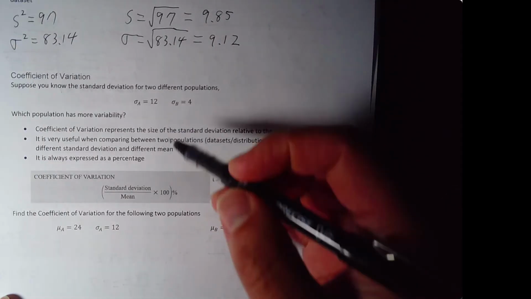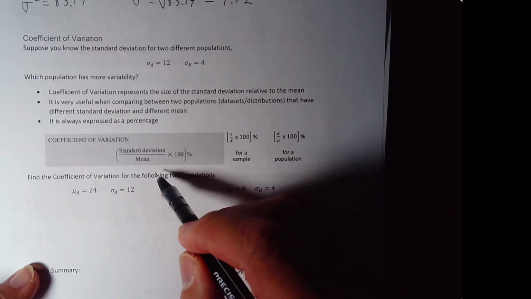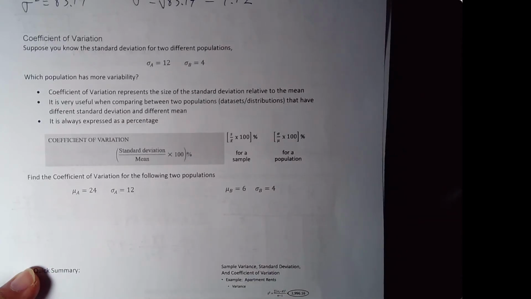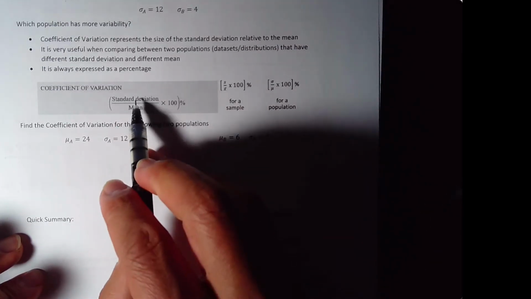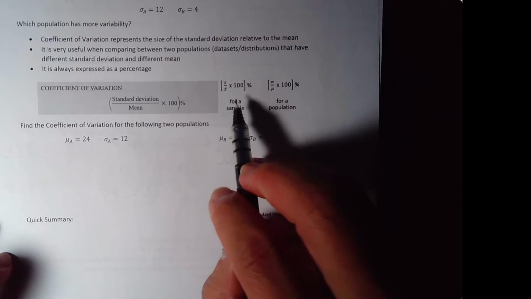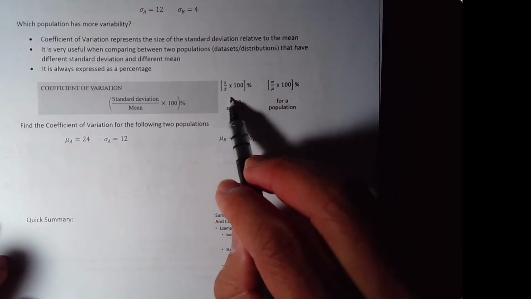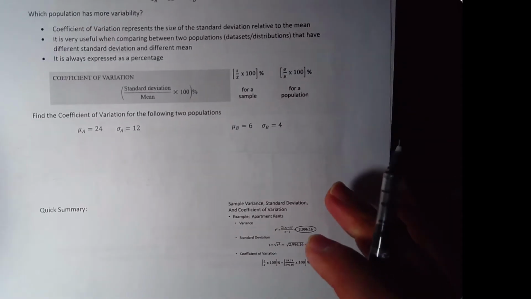Okay, so we call that coefficient of variation. Coefficient of variation allows us to scale the standard deviation according to the mean, and then we can make a comparison. By the way, it is always expressed as a percentage, but the calculation is simple: standard deviation divided by the mean times 100, and we can express that as a percentage. Good thing, for sample and population, the calculation is exactly the same. Standard deviation divided by the mean times 100.